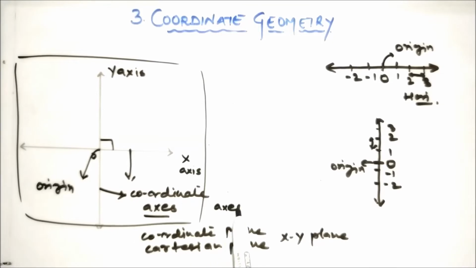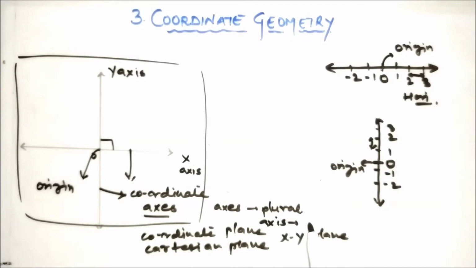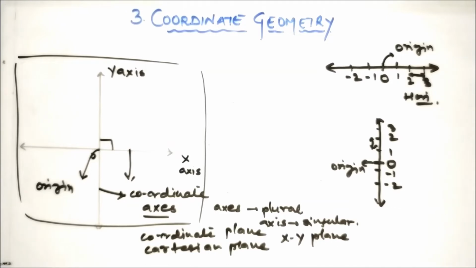A, X, E, S is used for the plural. As we have two axes here, I have taken A, X, E, S, that is the plural form of axis. This axis is the singular form. I hope you understood what a coordinate plane is, what the Cartesian plane, the XY plane, the axes and the origin are.